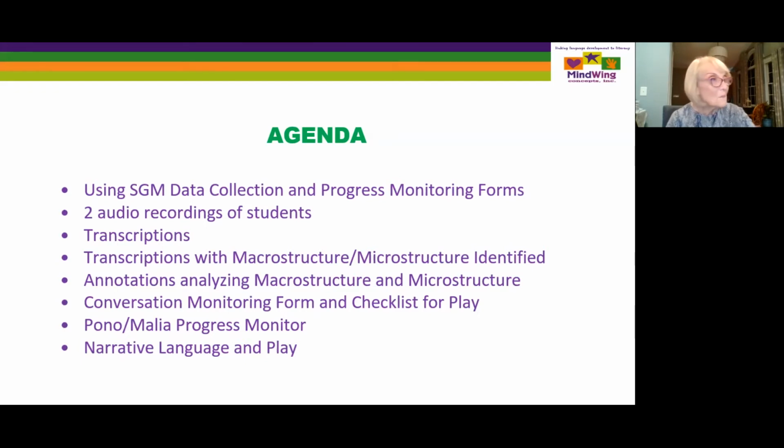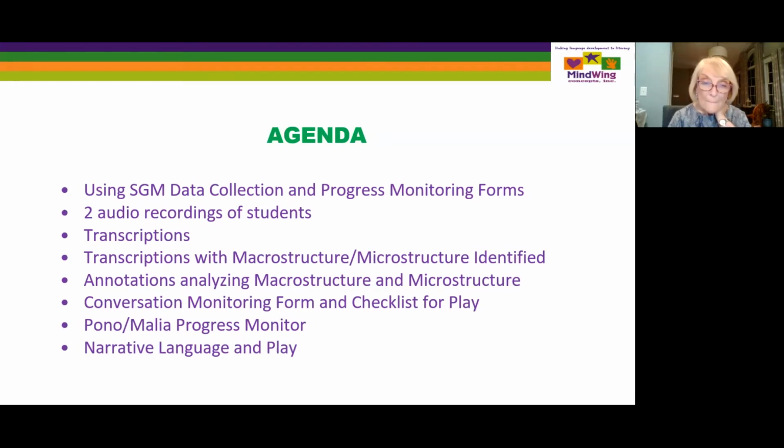your students. And then we're going to move on to listening to 2 audio recordings that Sherry was able to collect for us of language samples of 2 4-year-olds, and she'll talk about that a little bit. And then we have transcribed those, and we're going to have you listen to the audio recording along with reading the transcription. And then we're going to identify the macrostructure and microstructure elements in those language samples.